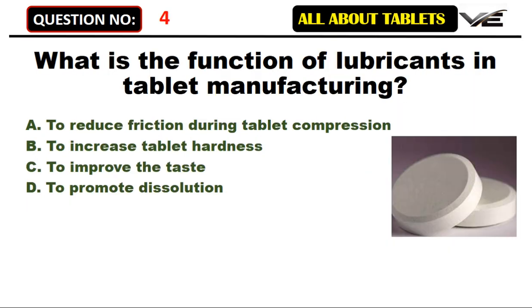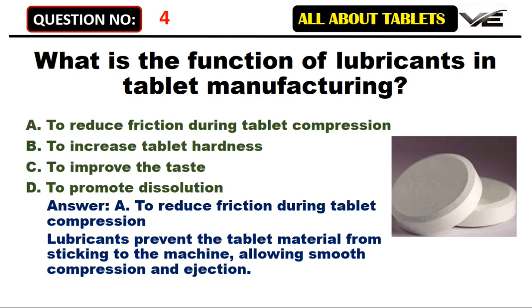What is the function of lubricants in tablet manufacturing? A. To reduce friction during tablet compression. B. To increase tablet hardness. C. To improve the taste. D. To promote dissolution. Answer. A. To reduce friction during tablet compression. Lubricants prevent the tablet material from sticking to the machine, allowing smooth compression and ejection.